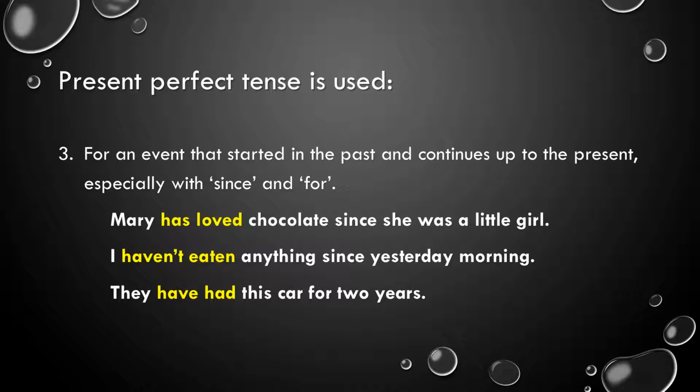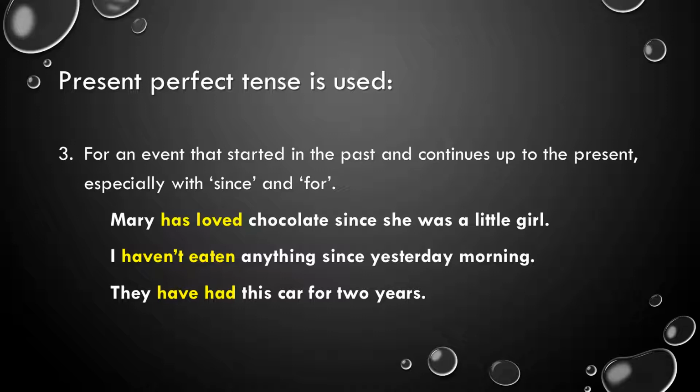The action still continues up to the present, and we use present perfect tense as you can see in the example. I haven't eaten anything since yesterday morning. So the last time you ate something was yesterday morning. So not eating, the action of not eating, started yesterday morning and it still continues. You still haven't eaten anything since yesterday morning.